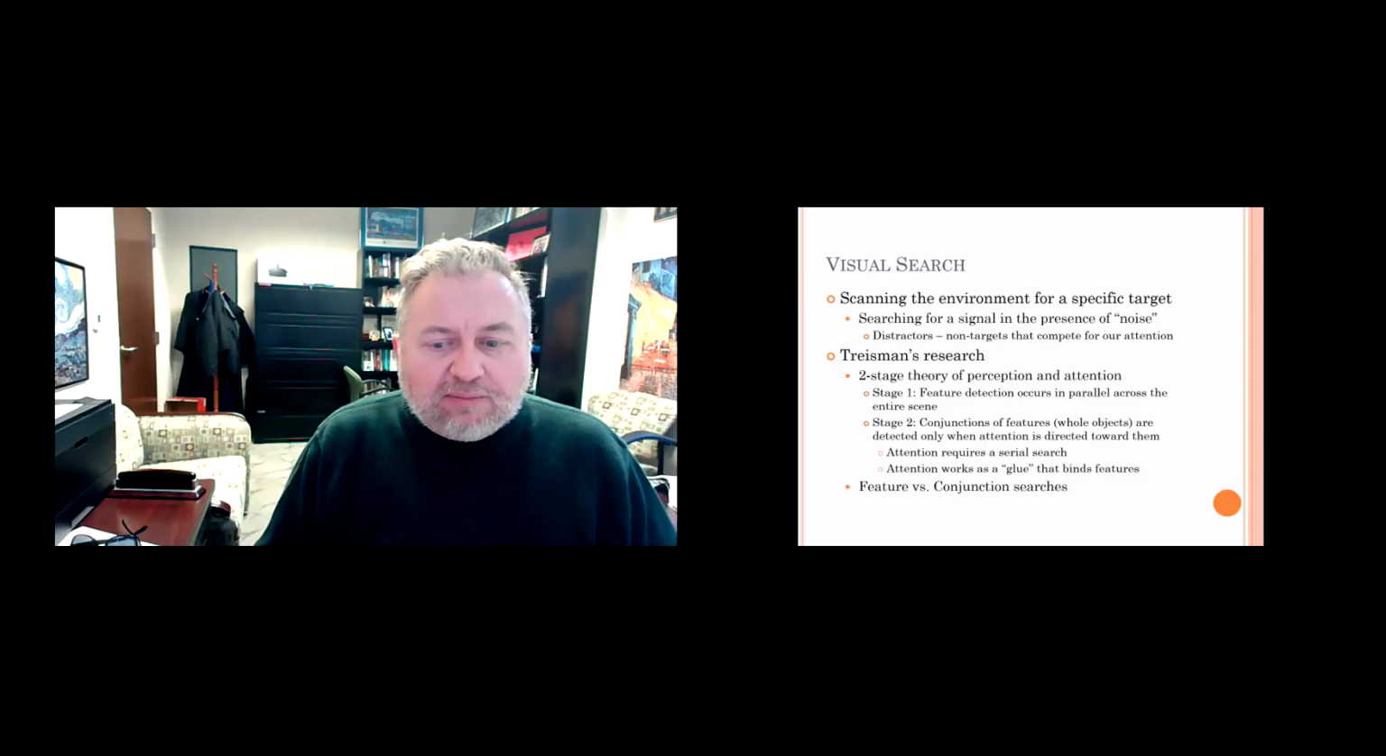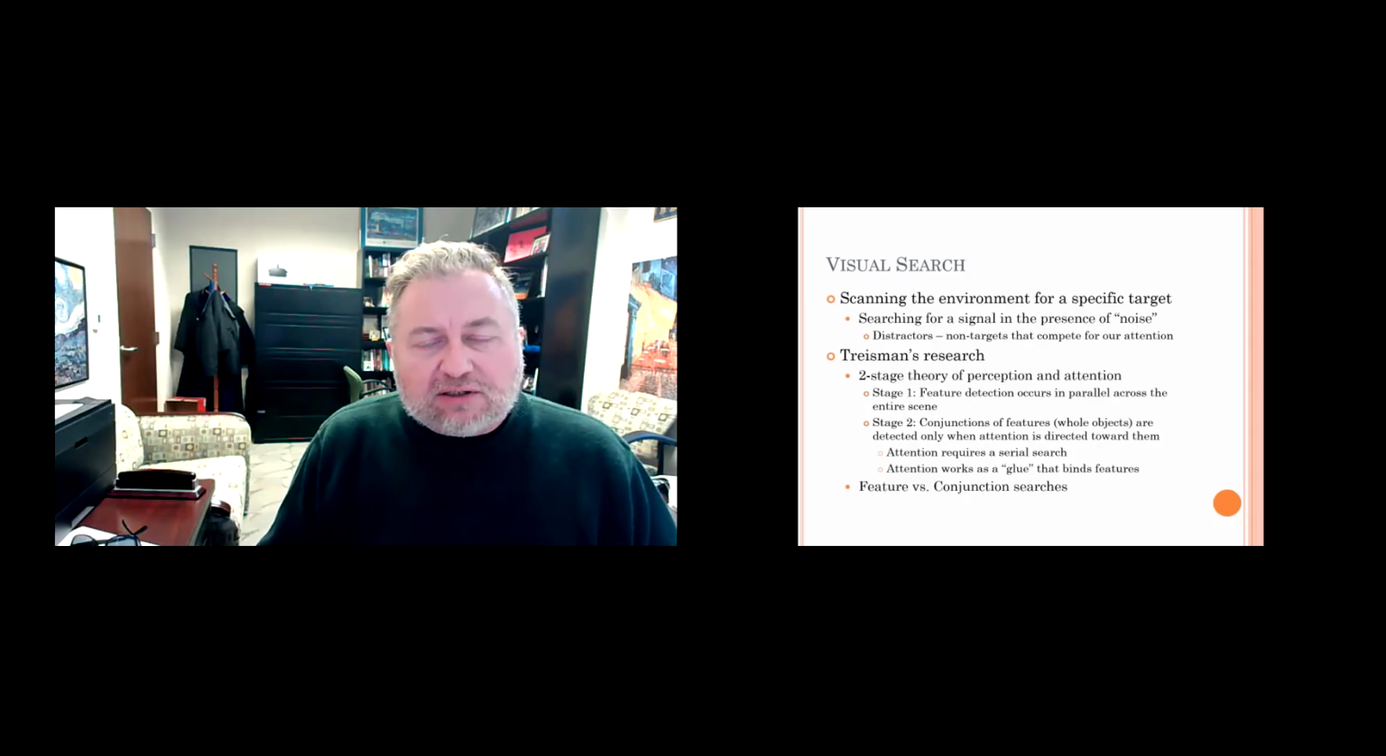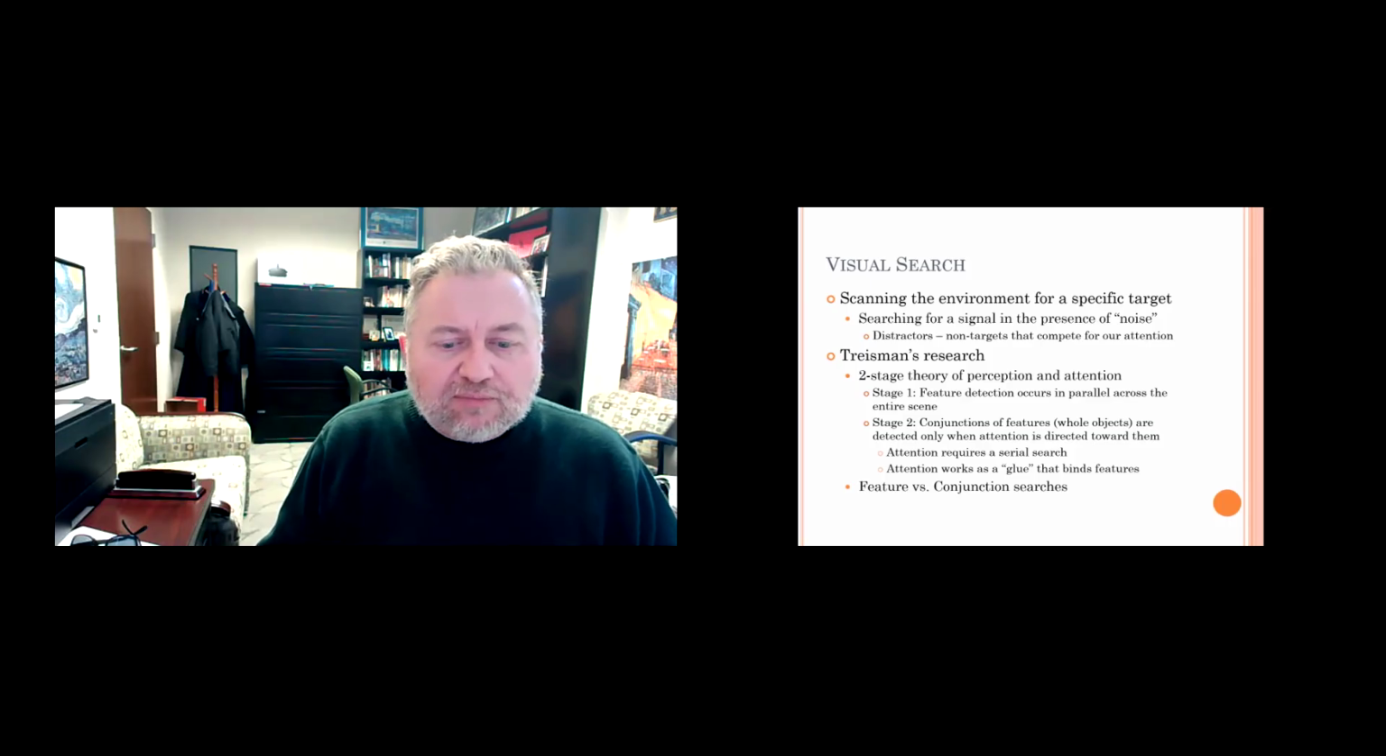But on the other hand, object recognition requires something else to happen. Objects are not just a list of features. What we have to do is focus our attention on an object, and then its various features somehow bind together. This is called feature binding.